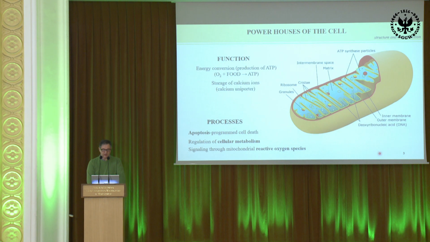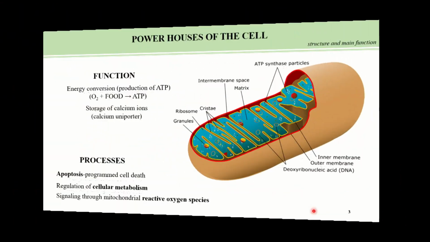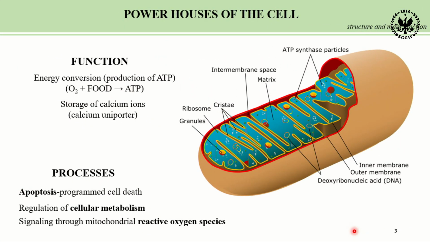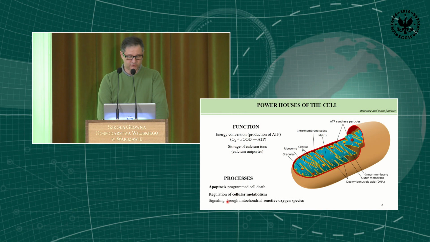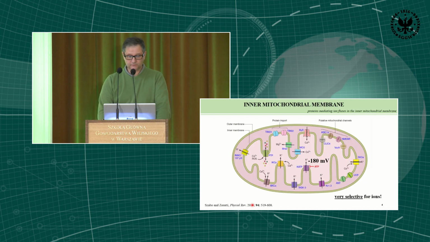Mitochondria are the powerhouses of the cells, and they have main functions like production of ATP and storage of calcium ions. Also, mitochondria take part in processes like apoptosis, regulation of cellular metabolism, and signaling through mitochondrial reactive oxygen species.